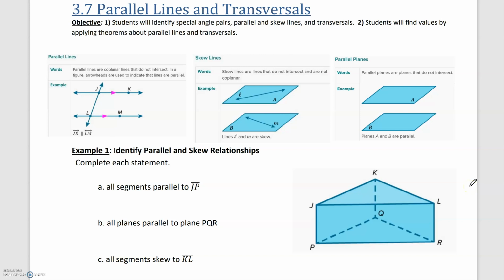This is lesson 3.7, day 1. We are going to start talking about parallel lines and transversals. So identifying the special pairs of angles that parallel lines make. We're also going to identify parallel, skew, and transversals and apply some theorems about all of these parallel lines.